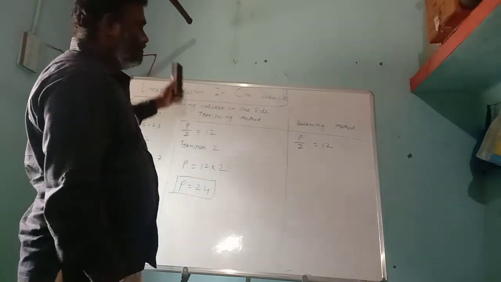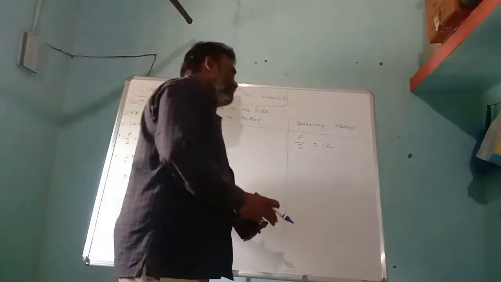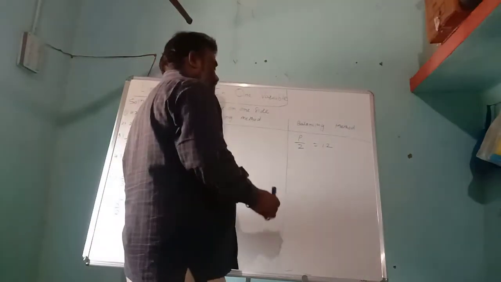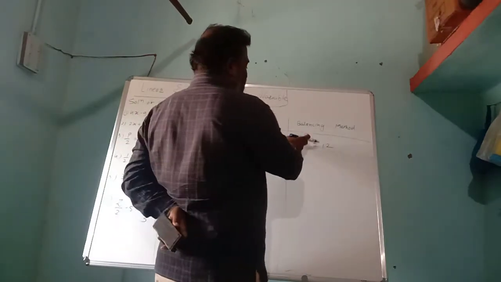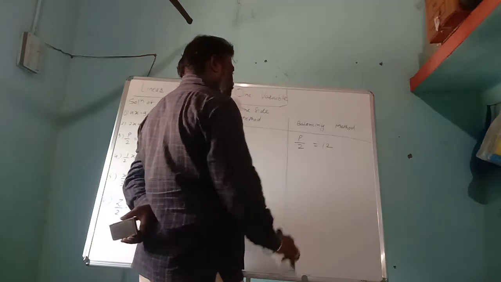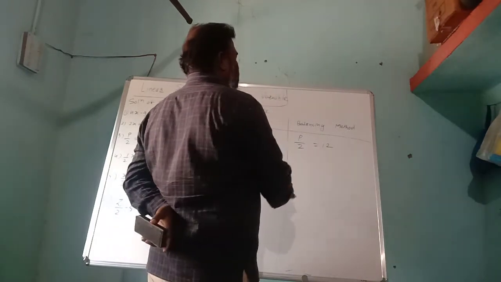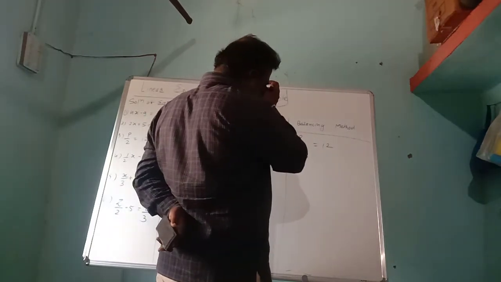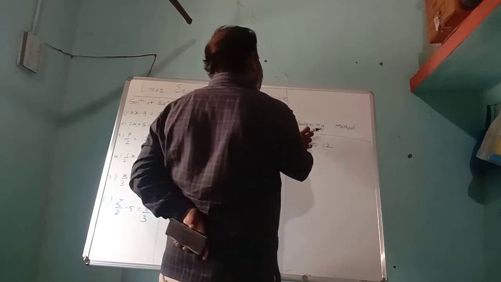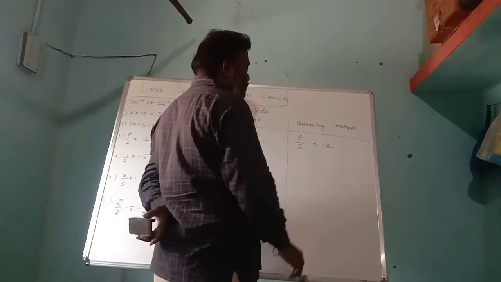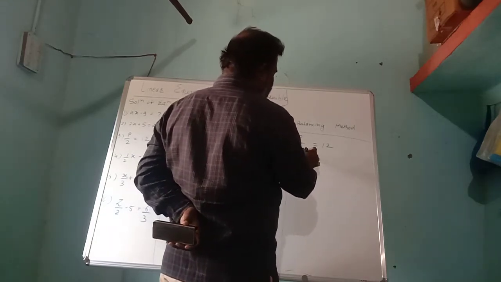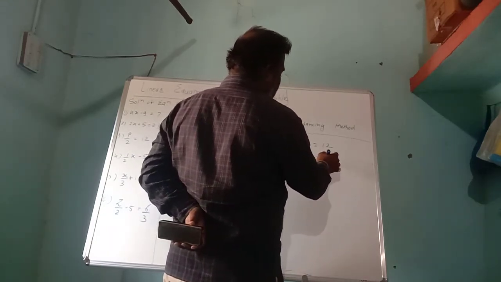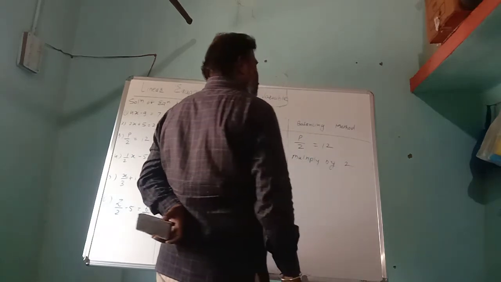During the balancing method, here the constant is in division with p by 2. I want to remove this 2. How can we remove this 2? If we multiply the left hand side of the equation by 2, then 2 gets cancelled. Hence multiply by 2, both sides.